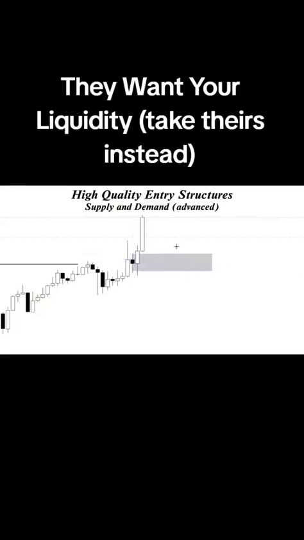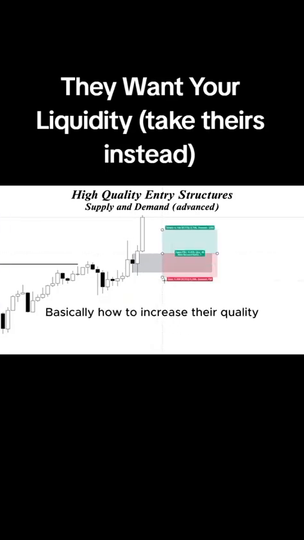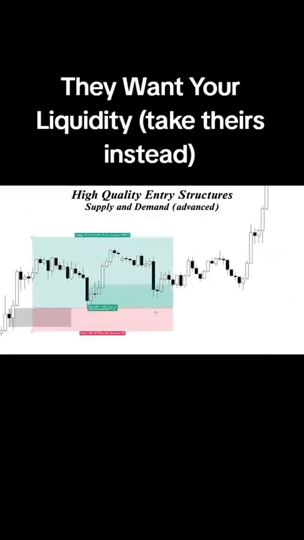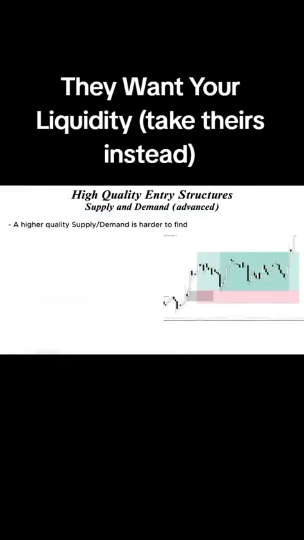If you're a viewer of my channel, you probably already know about them. But in this video, we are going to go in depth on how to refine them. And by refining, I mean that we increase their quality. A higher quality supply and demand is harder to find because it takes longer to identify, and also is met more rarely than lower quality supply and demand zones. So, let's explain how this is done.